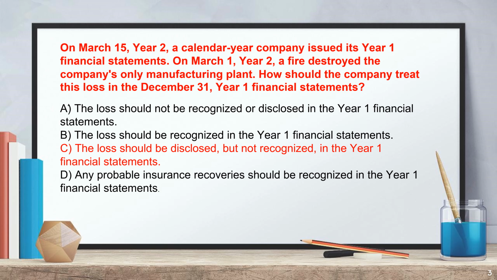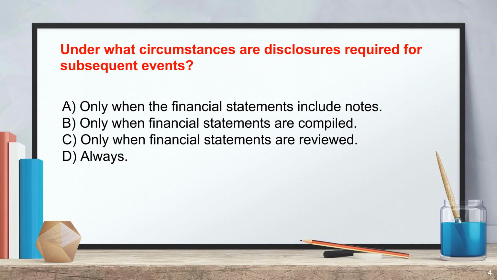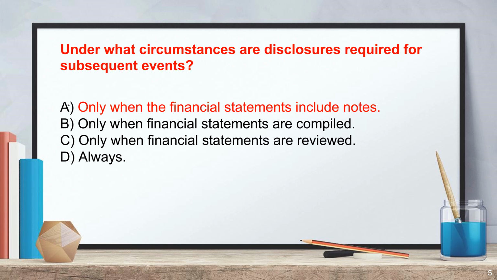Now, let's focus on disclosures. Here's the next question. Under what circumstances are disclosures required for subsequent events? The correct answer is A. Why? Disclosures for subsequent events are only necessary when the financial statements include notes. No notes? No disclosures.